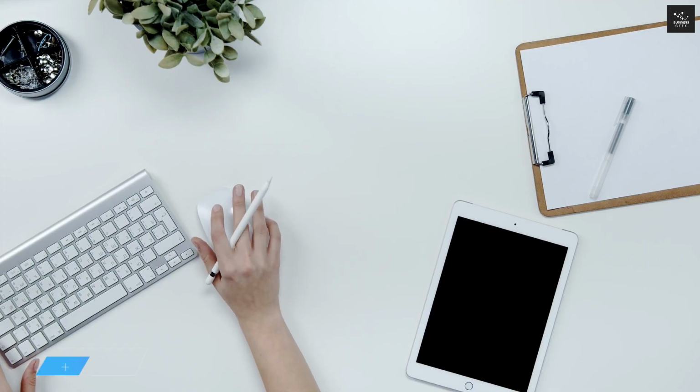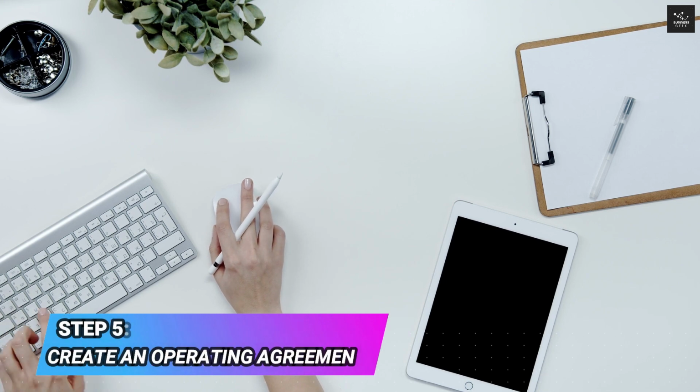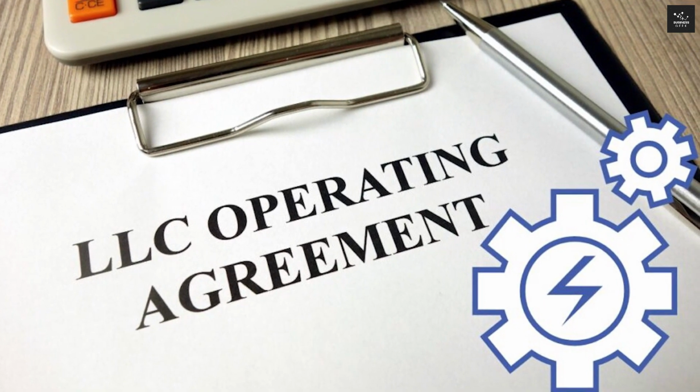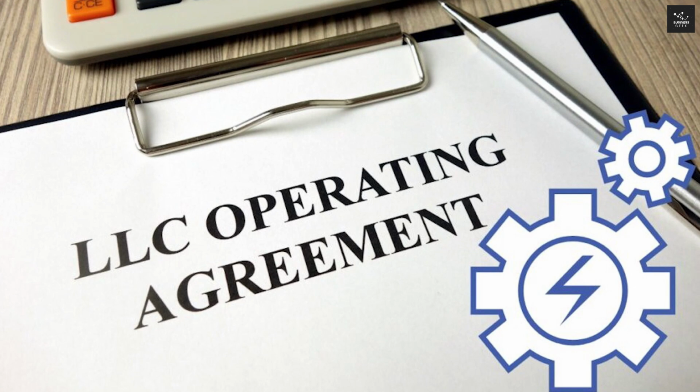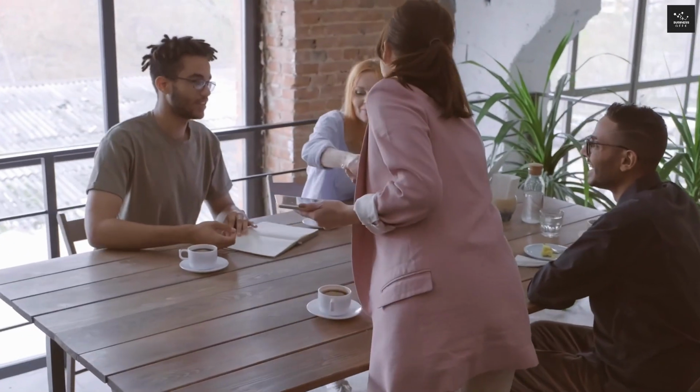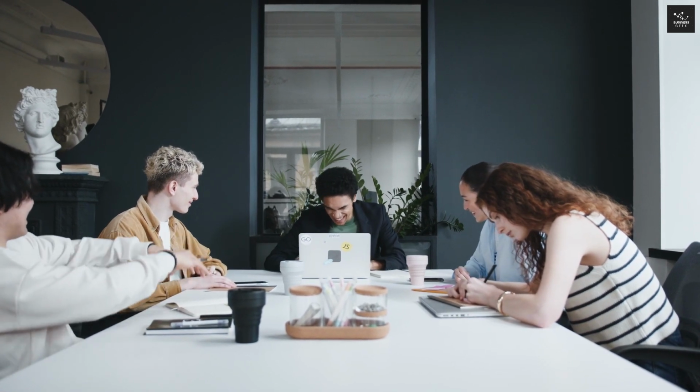Moving on to step 5. While most states don't legally require it, having an operating agreement is crucial for an LLC. This document outlines your organization's structure, daily duties, and general rules. It clarifies the roles and responsibilities of LLC members, ownership percentages, profit distribution methods, and decision-making processes. An operating agreement helps prevent misunderstandings and should be updated whenever there are changes in membership or management.